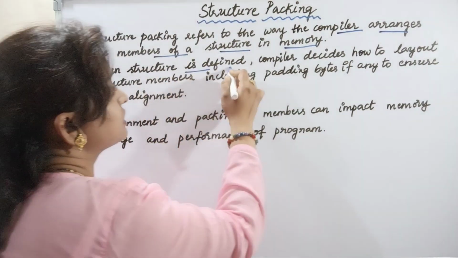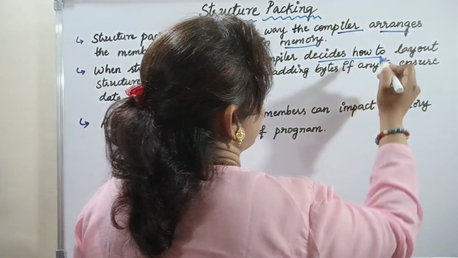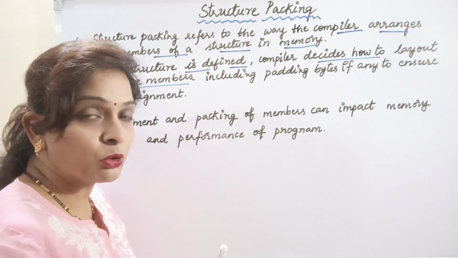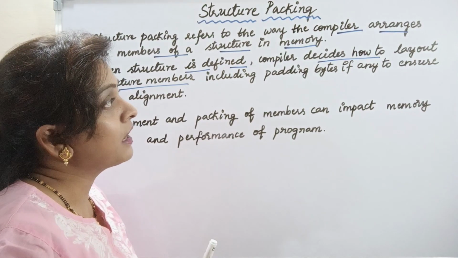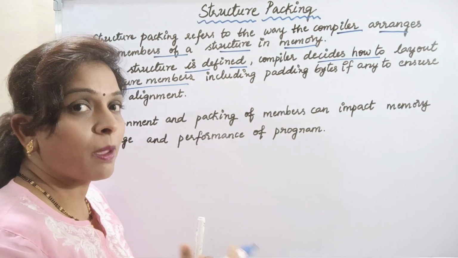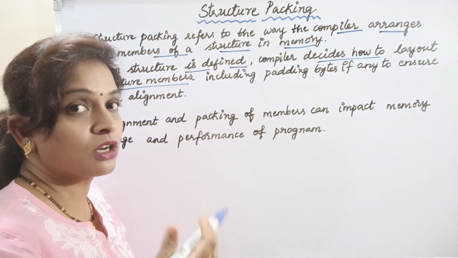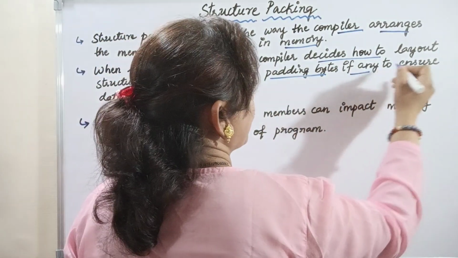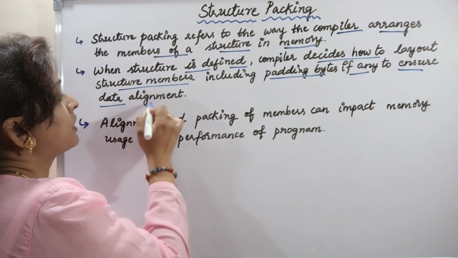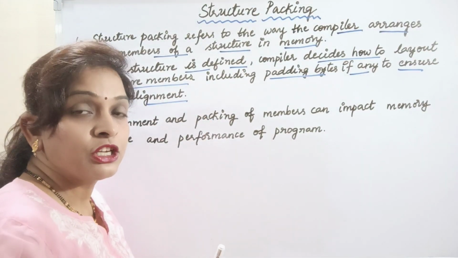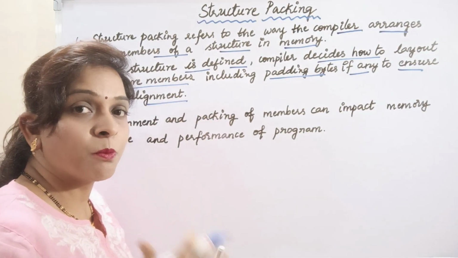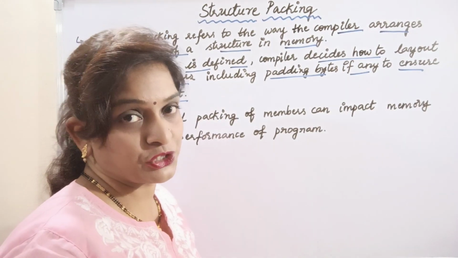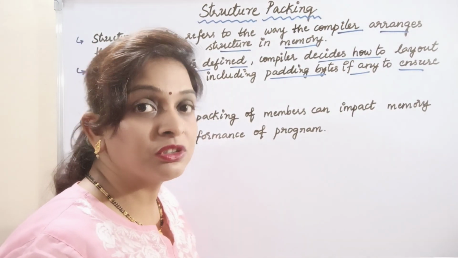When a structure is defined, the compiler decides how to lay out the structure members. So as soon as we do the structure definition, the compiler decides how to do the memory allocation for the structure members, including the padding bytes, if any, to ensure proper data alignment. Data alignment is the most important thing that the compiler has to do. The compiler will do this automatically.